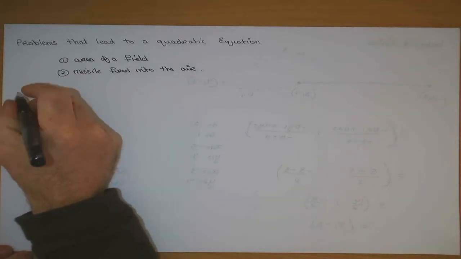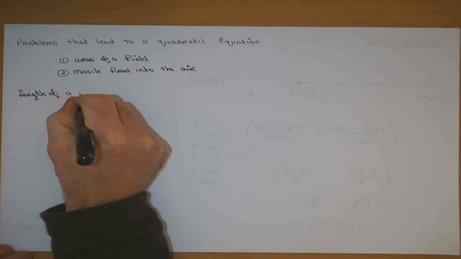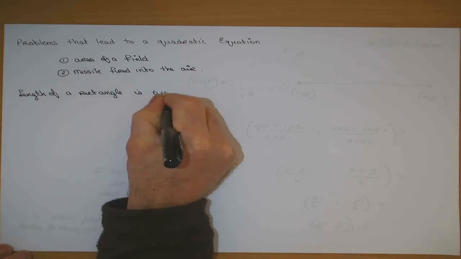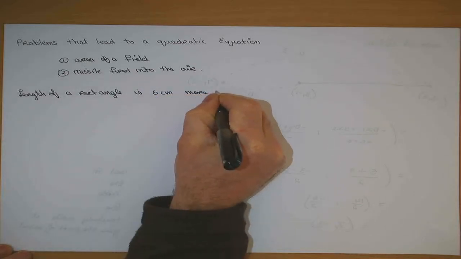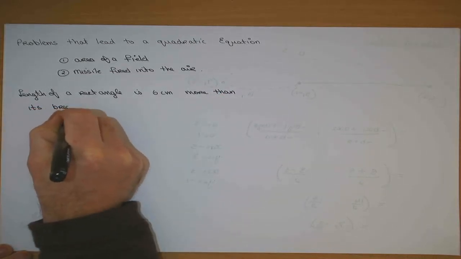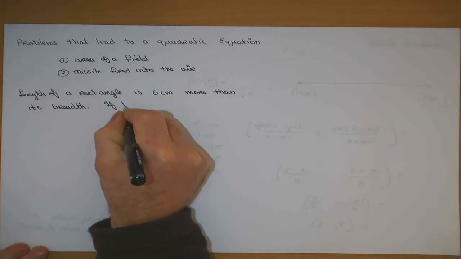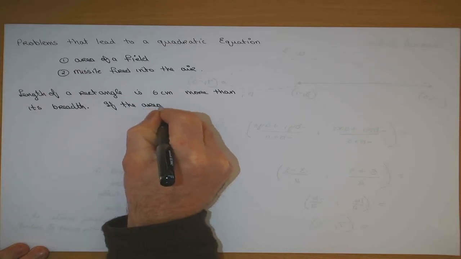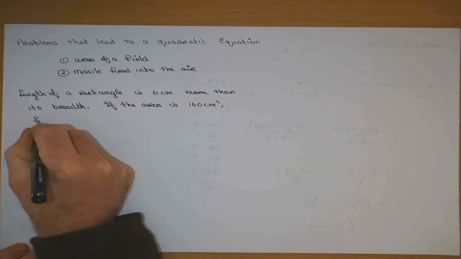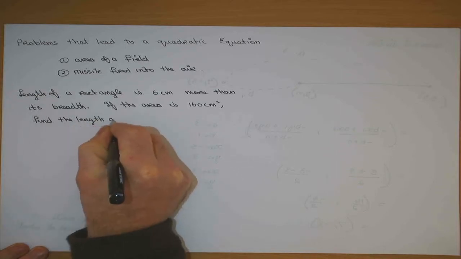This question tells me the length of a rectangle is 6 centimeters more than its breadth. If the area is 160 centimeters squared, find the length and the breadth.